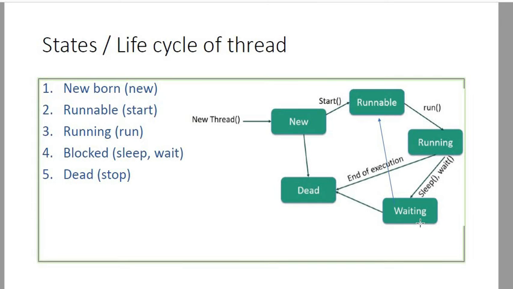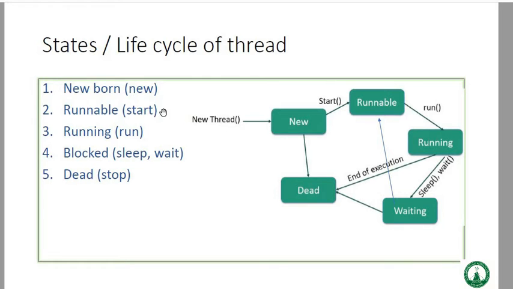Next is one of the important concepts, that is the life cycle of a thread or stages of a thread. What are the stages from when a thread is created till it is destroyed or stopped? So there are basically 5 stages. That is newborn state. That is, a new thread is created here.